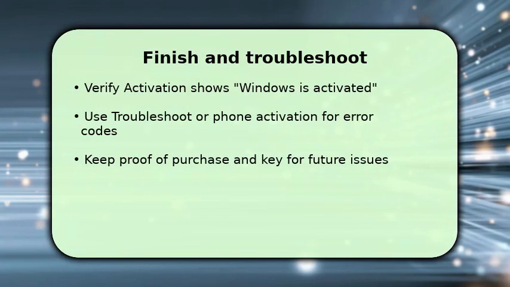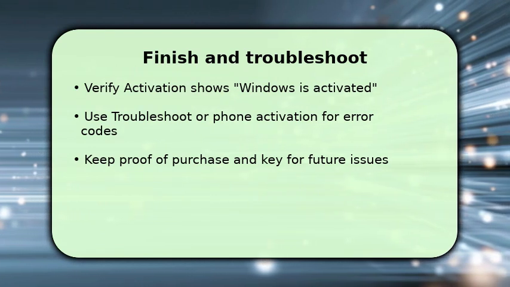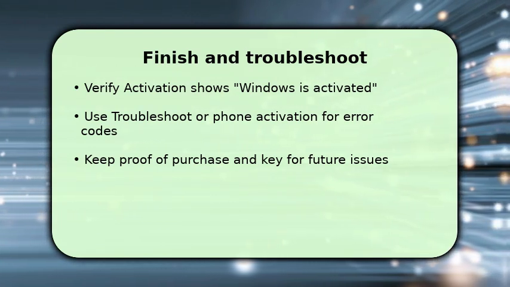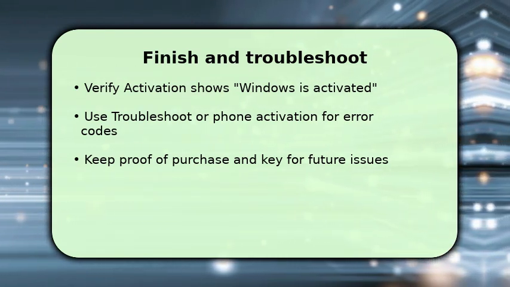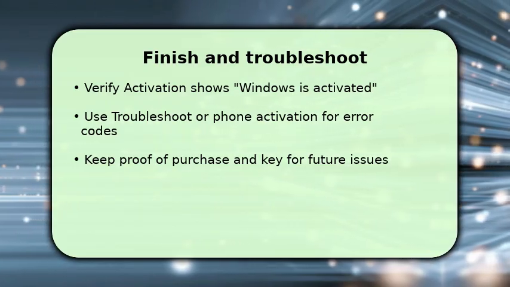the correct edition. If activation failed, click Troubleshoot and follow the wizard. It can resolve common issues or offer phone activation with an automated code. Make sure to record any error code you see. That code speeds up support.